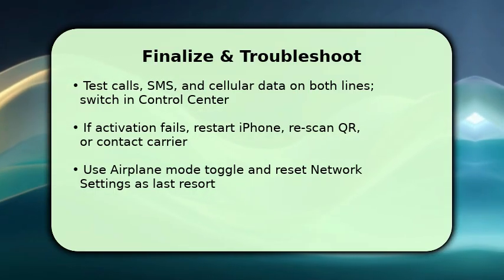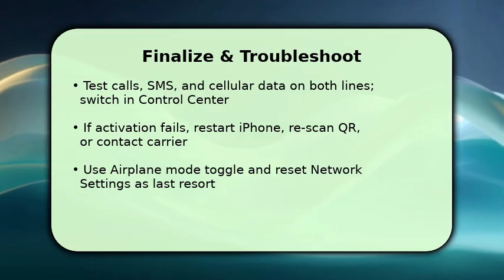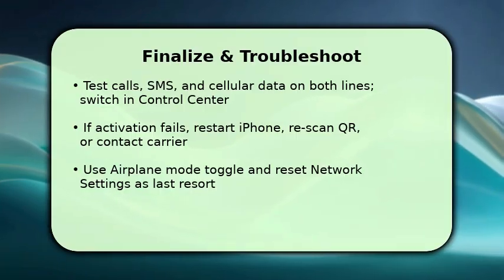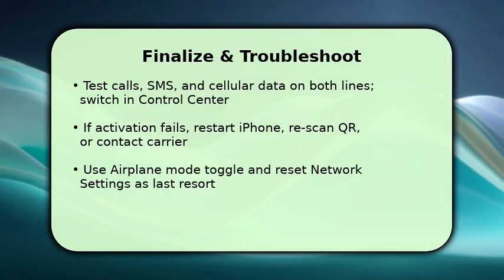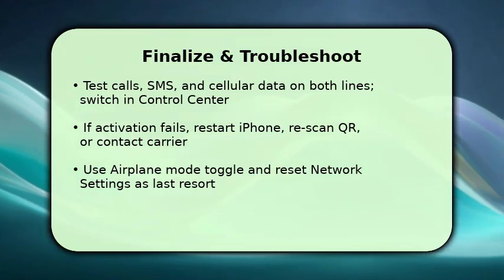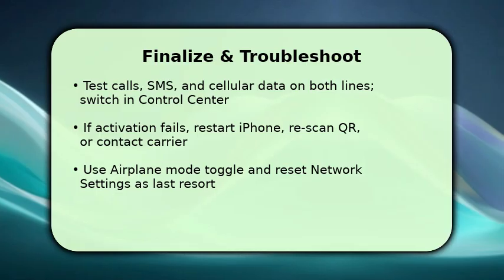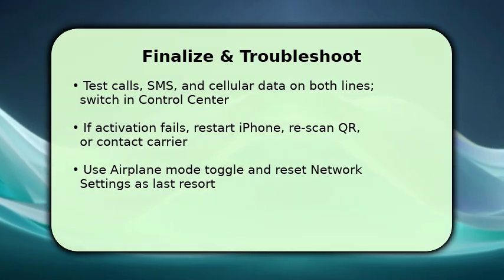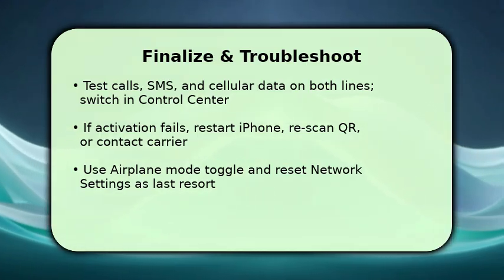If activation fails, restart the iPhone and rescan the QR code. Make sure the carrier activated the eSIM server side because many issues stem from carrier provisioning. If problems persist, toggle airplane mode and, as a last resort, reset network settings. This clears misconfigured network data, but requires re-entering Wi-Fi passwords.